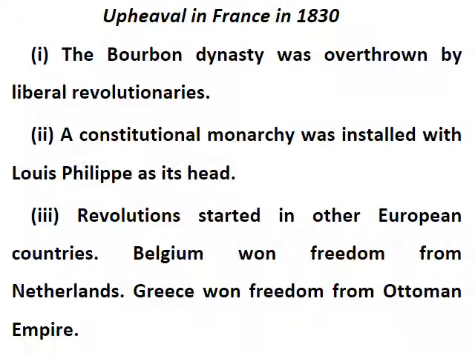Upheaval in France in 1830. The Bourbon dynasty was overthrown by liberal revolutionaries. A constitutional monarchy was installed with Louis Philippe as its head. Revolutions started in other European countries. Belgium won freedom from the Netherlands. Greece won freedom from the Ottoman Empire.